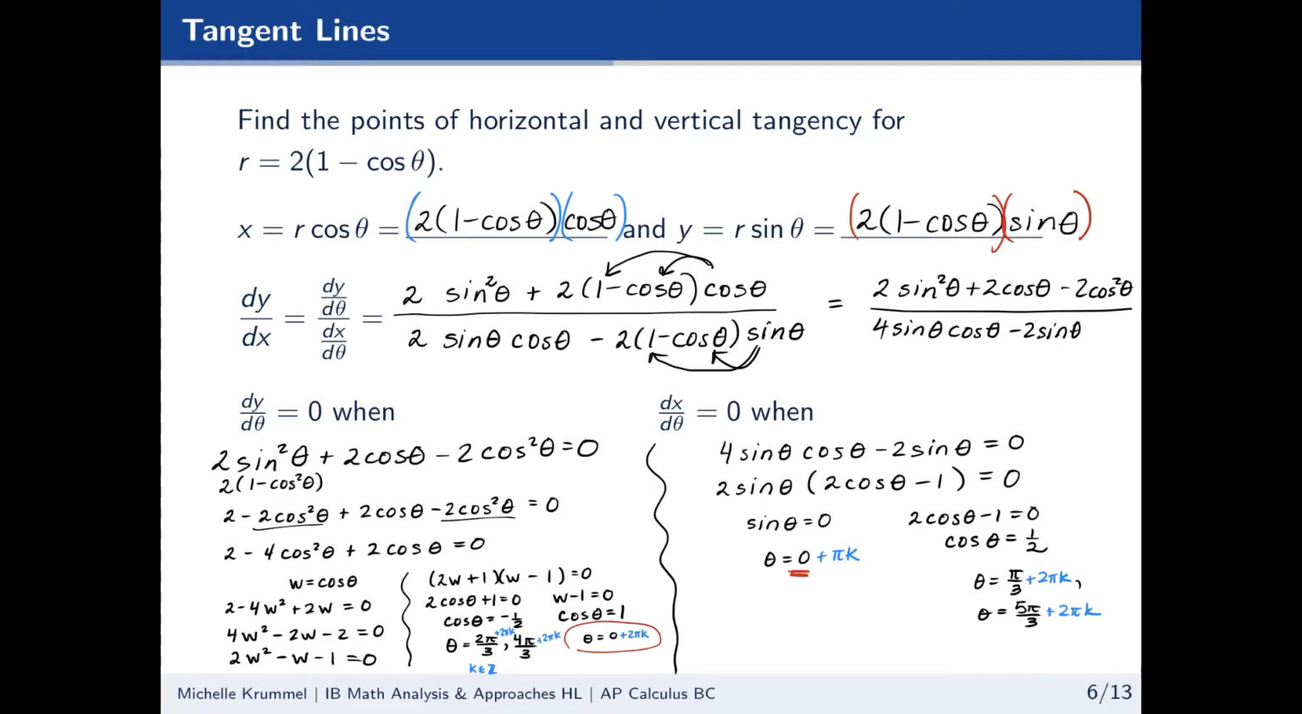because we need to omit the 0 and 2 pi and 4 pi and so on, negative 2 pi and so on. But over here, it's 0 plus pi k. So this is 0 and pi and 2 pi and so on, and negative pi, and so on. So we're really only omitting the even multiples of pi, but keeping the odd multiples of pi over there. Okay, so we can keep the odd multiples of pi, and then our pi over 3 solution is good. 5 pi over 3, that solution is good as well.